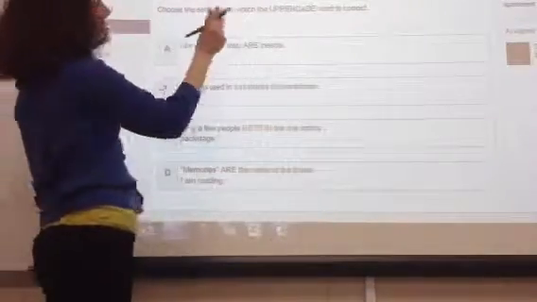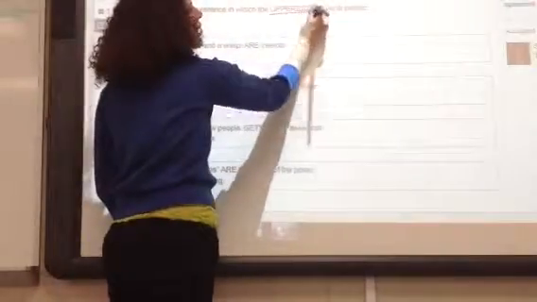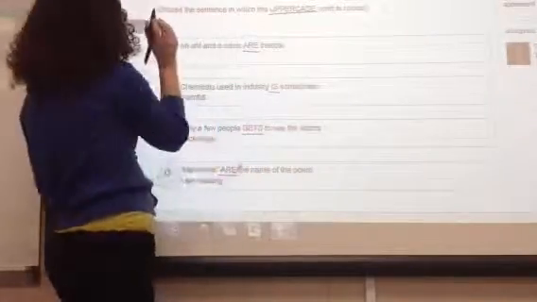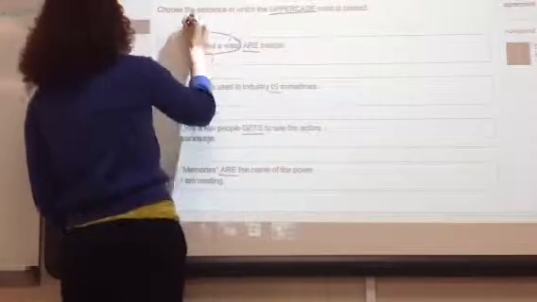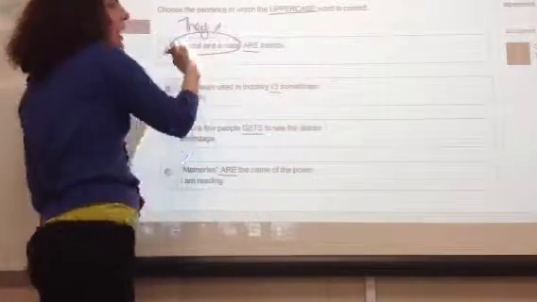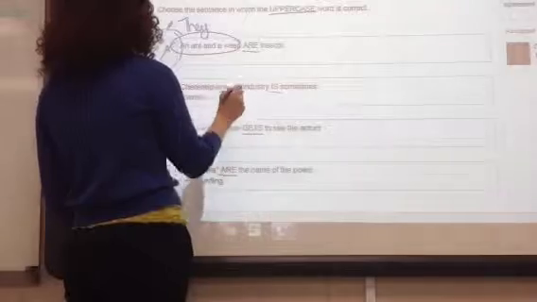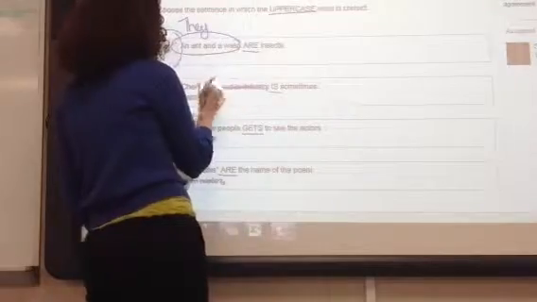Number 4. Because here's where I think it gets a little more confusing. Choose a sentence in which the uppercase word is correct. Remember I told you yesterday, Edmodo won't let me underline, but on the grad exam, these will be underlined instead of uppercase, right? So you'll remember that. An ant and a wasp are insects. Okay, look at this and. These two work together. Would you say they are insects? You would. This one's correct. Chemicals used in industry, get rid of that, is sometimes harmful. No, you would say chemicals are sometimes harmful.